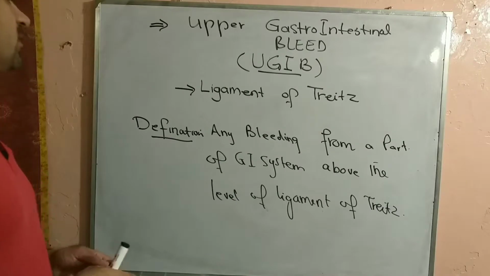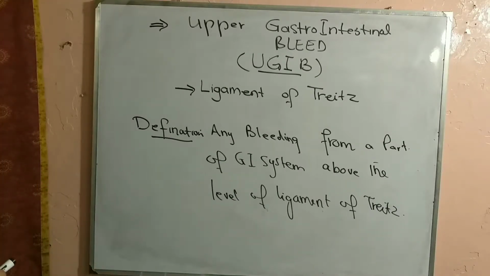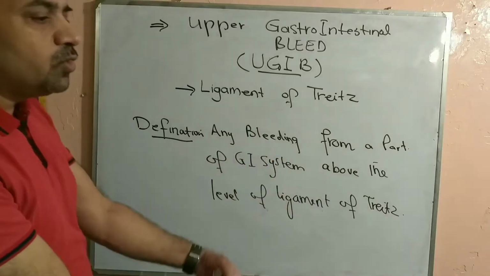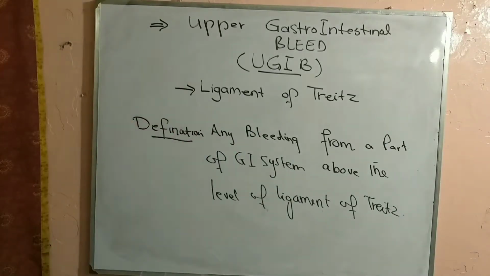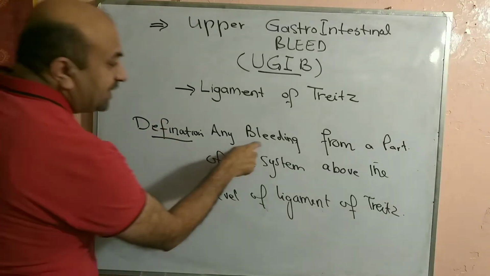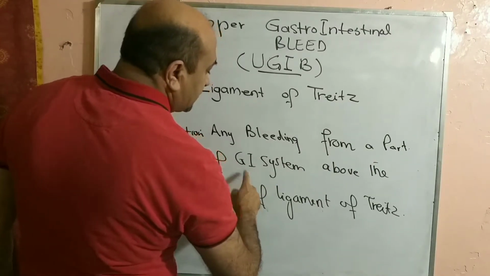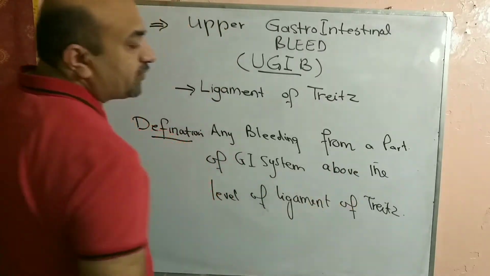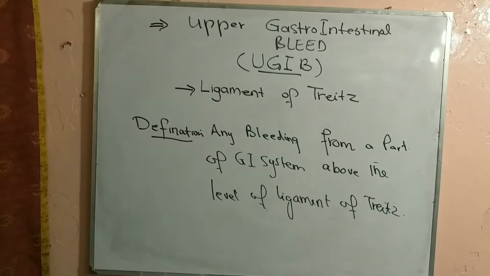This is a very important definition actually. We so often receive these patients in the emergency department and ICUs. They are complaining of bleeding from the GIT tract. How can we know that they are complaining of GIT tract bleeding? There would be certain signs and symptoms which we are going to talk about later on. But as a first part of giving a definition, any bleeding from a part of the GI or gastrointestinal system which is happening from above the level of the ligament of Treitz is known as upper GI bleed.